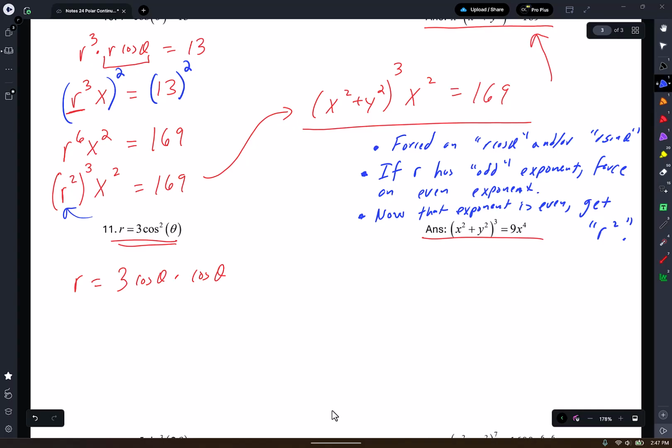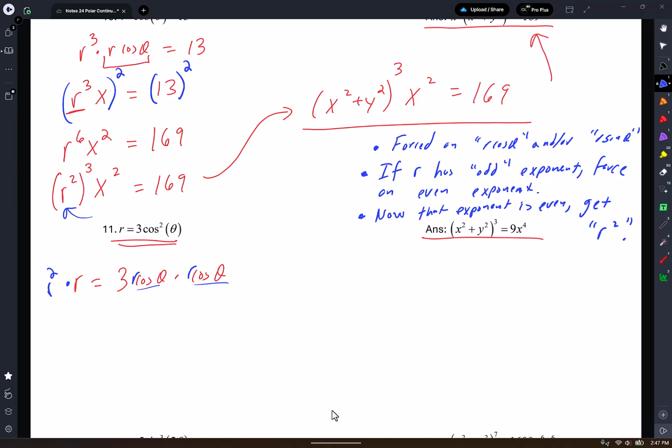So I'm going to take a different color. Look, I have 2 of these cosines. So I'm going to put an r right in front of that. I'm going to put an r right in front of that. How many r's did I add? 2. So whatever I do to the right, I better do to the left. So multiply the left by r squared. Good job. Do you see what we're doing, guys?